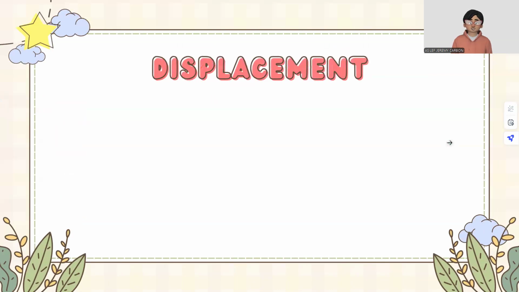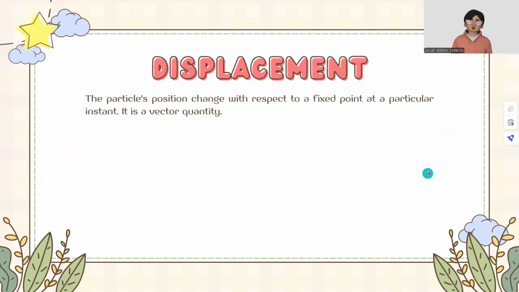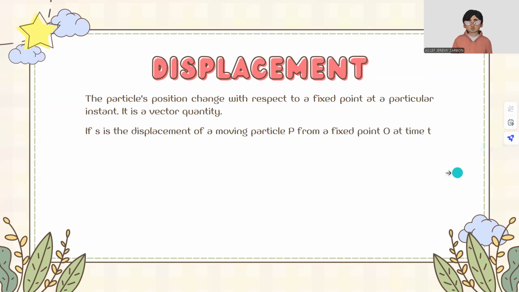First, let's take a look at displacement. Displacement is, simply put, a particle's position change with respect to a fixed point at a particular instant. It is a vector quantity. And when we say vector quantity, it has both magnitude and direction, as learned in your physics classes. It is still very much the same in concept.